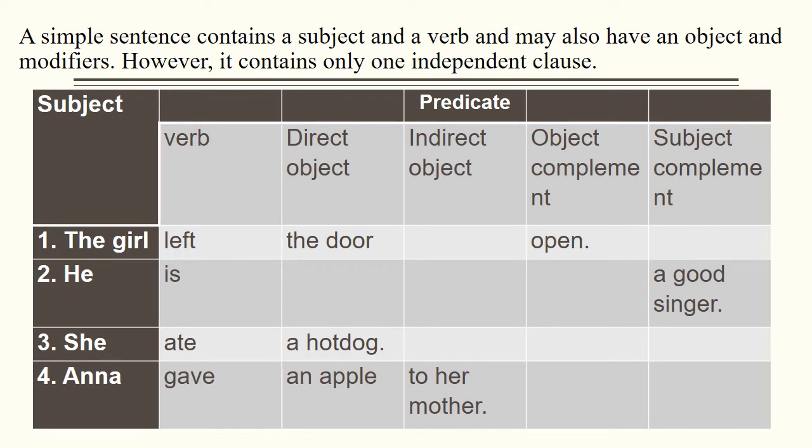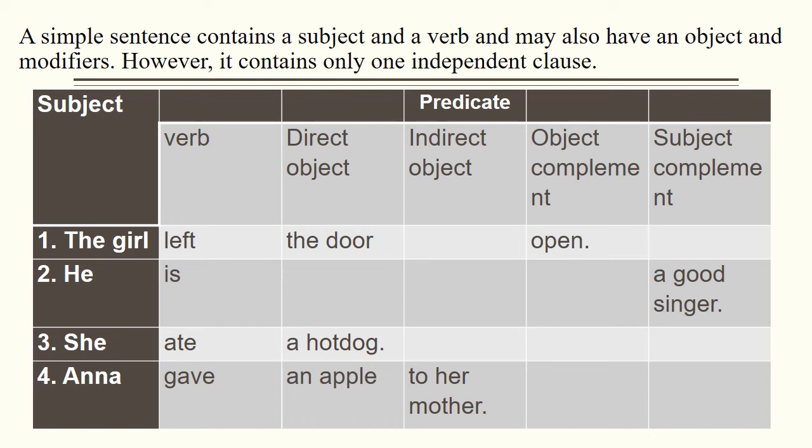Okay, so now let's proceed to learning the simple sentence. A simple sentence contains a subject and a verb and may also have an object and modifiers. However, it contains only one independent clause. Just like in these examples, the first example has the subject, the girl, then the verb, left, then the direct object, the door, no indirect object, and the object complement, open. So the girl left the door open. This is an example of a simple sentence.